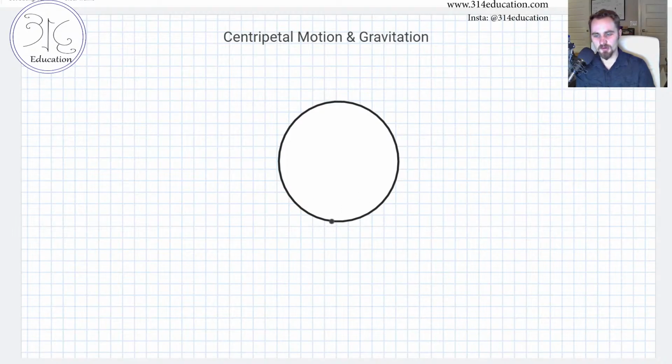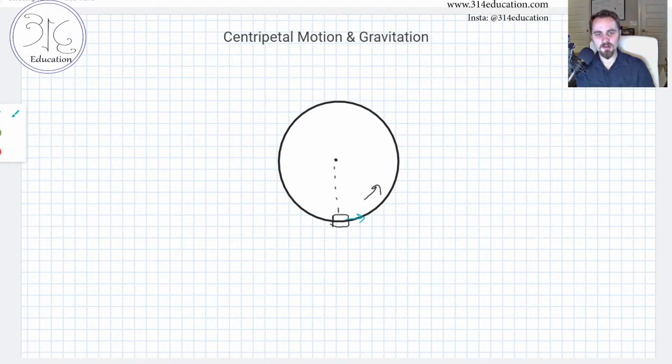Let's say it's a block hanging on the end of a string, and we're moving around this way. This block will have some tangential velocity. This means it's moving at a velocity that is tangent to the edge of the circle, which means that it is only touching it at one point and then moving away. And so it's just moving around the edge.